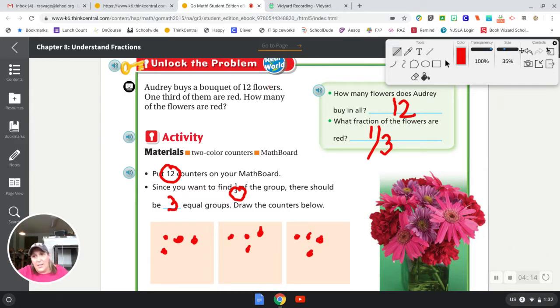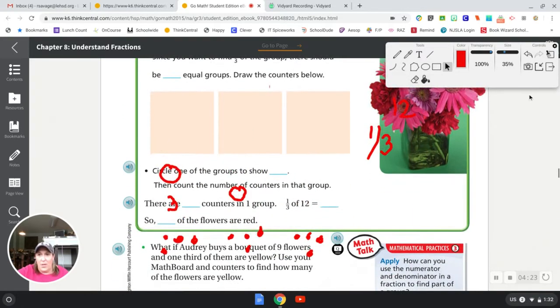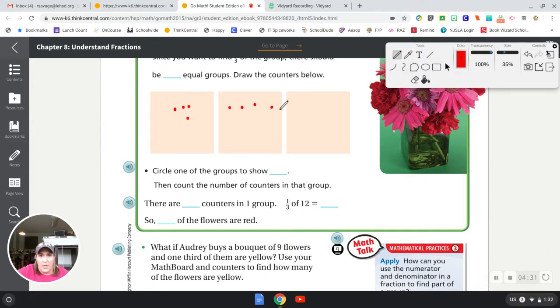Now, the only thing that kind of stinks is that I can't scroll down without messing up the alignment of my picture, but I'm going to have to do it. So I'm going to erase this, and I'm going to go back and 1, 2, 3, 4. I knew I had 4 in each of those, right? And there, I'm a lot better at it that time. Circle one group to show, well, one group of this would be 1/3 because you've got 3 groups here. 1/3. And now let's count how many counters are in that group. 1, 2, 3, 4 counters in the group.